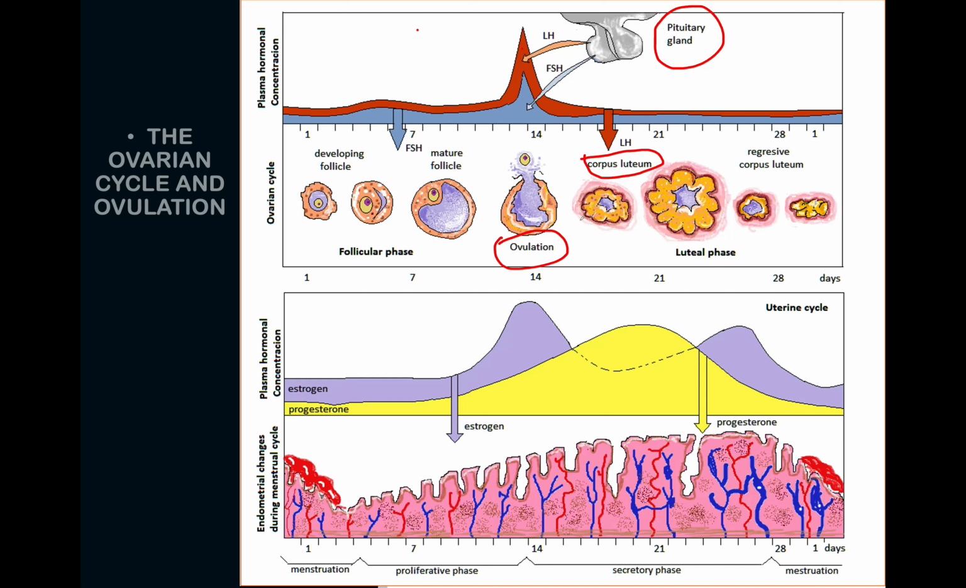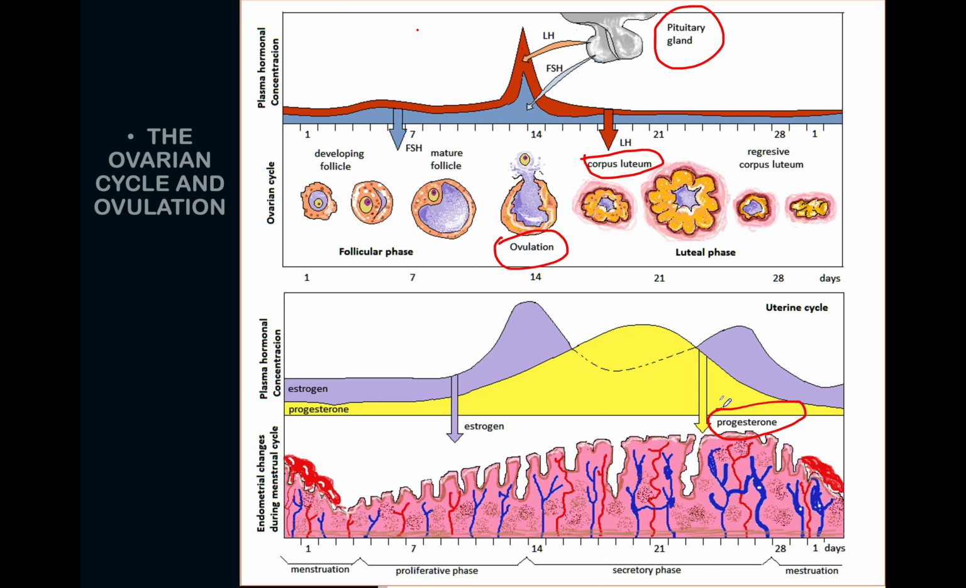When this corpus luteum is formed, this corpus luteum is going to start secreting its own hormone, and that hormone is called progesterone. What does progesterone do? Yes, progesterone is the hormone that helps to maintain pregnancy.